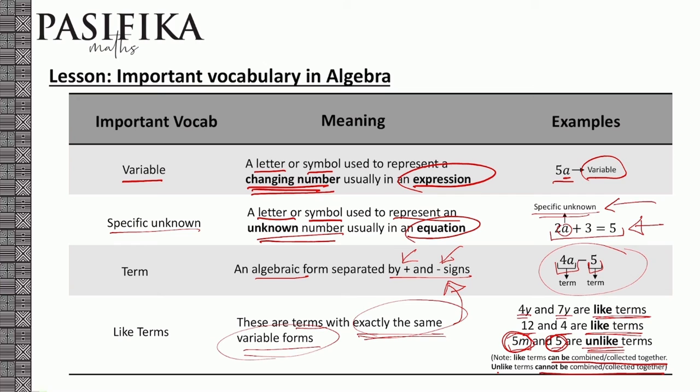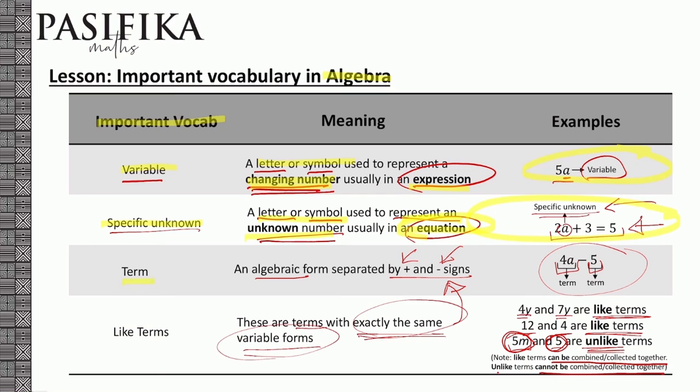Now, just to recap, some of the important vocabulary that you come across in algebra is variable. It is a letter or symbol which is used to represent a changing number, and you usually see it in an expression. This is an example here. We have a specific unknown, once again a letter or symbol that will represent an unknown number, and you usually see it in an equation. An example is over there.